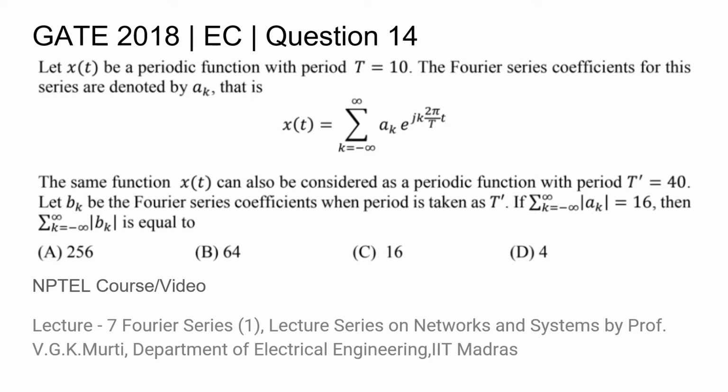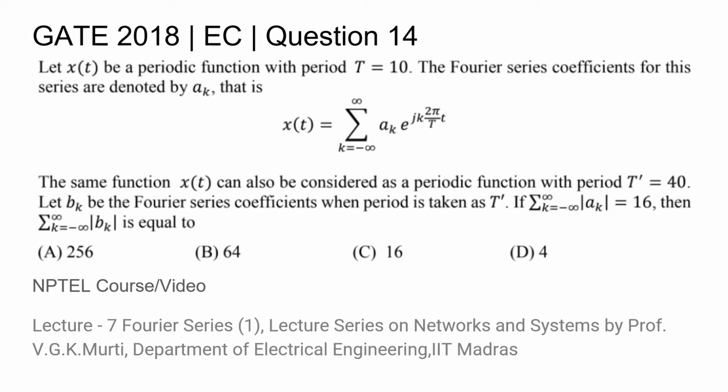This is question 14 from the GATE 2018 EC paper, where we are given that x of t is a periodic function with period T equal to 10, and it has the following Fourier series coefficients and representation with the coefficients denoted by a_k. And we are asked to find out if we were to consider that the period was 40 and obtain the Fourier series coefficients as b_k, right?